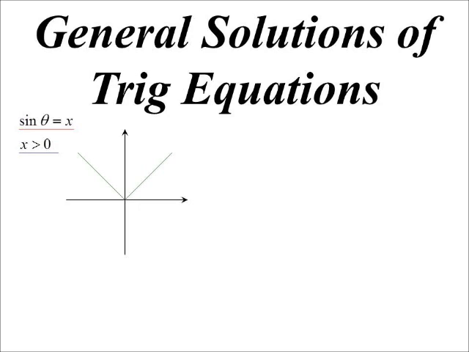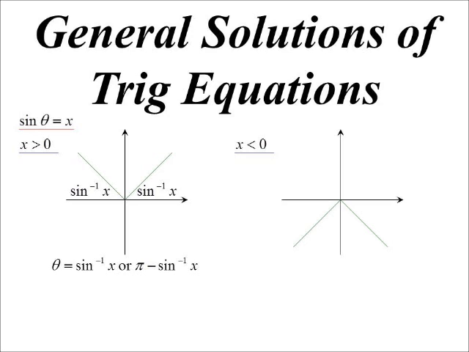Well, if x is greater than 0, then I'd be in either the first quadrant or the second quadrant. And the acute angle would be the inverse sine of x, because if x is greater than 0, then the inverse sine of x would give me an acute angle. So theta is equal to inverse sine of x, or pi minus the inverse sine of x. Okay? So that's if x is greater than 0.